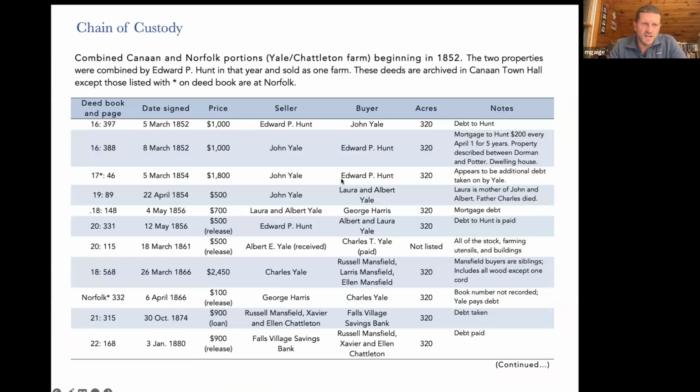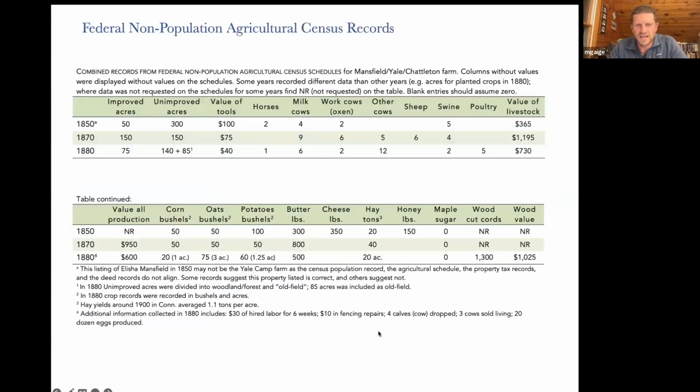So I mentioned the archives. This is the list, the chain of custody, the ownership history. We're not going to go through all the owners. There's no need to do that. What I want you to see is the number of acres. There's 320 acres of the farm. All kinds of debts taken. What I want you to see here is 1874, a $900 loan was taken from the bank against this property. And then in 1880, that $900 loan was paid back. And that actually is going to come back to the forest in a second.